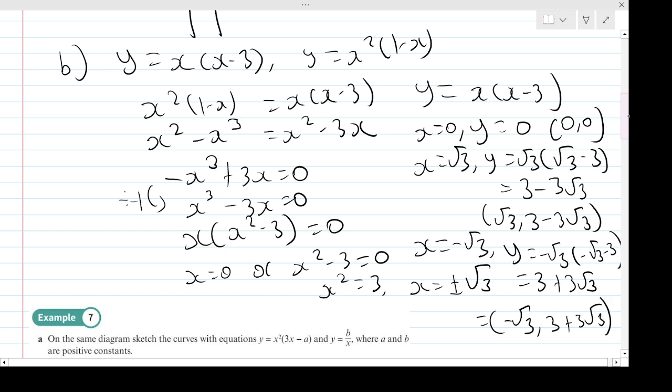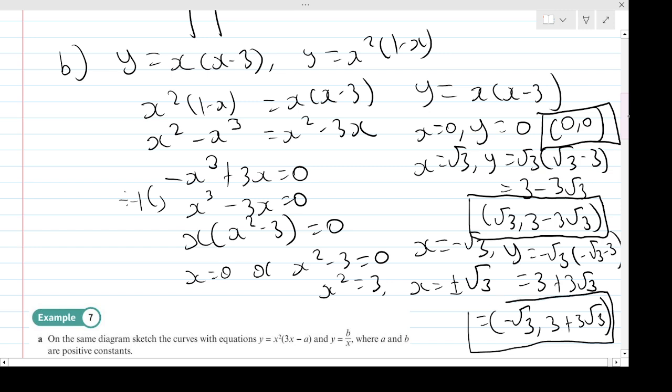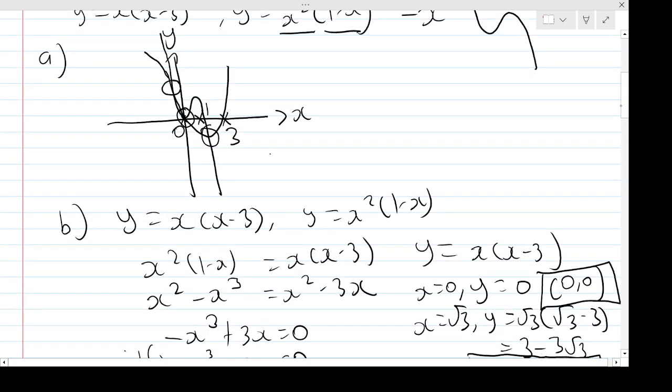So that's our three coordinates then. The coordinates are 0, 0; root 3, 3 minus 3 root 3; and minus root 3, 3 plus 3 root 3. So those correspond to the points of intersection that I've labelled, right? So that would be minus root 3 for x there. Obviously, that would be the origin, x is 0, the other point of intersection. And then the last one is when x is positive root 3. Okay, so that's corresponding to the points that we've worked out. Okay, cool.